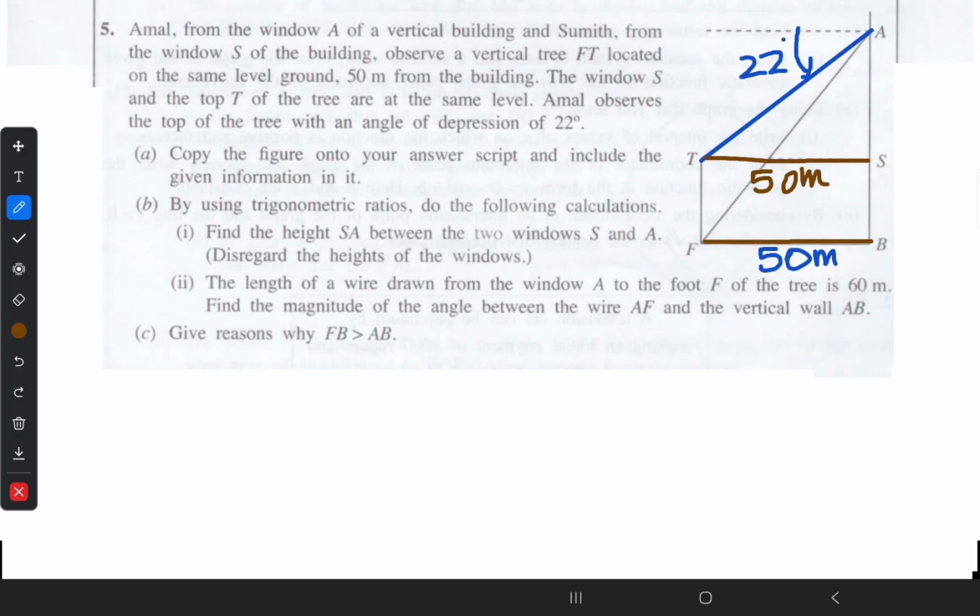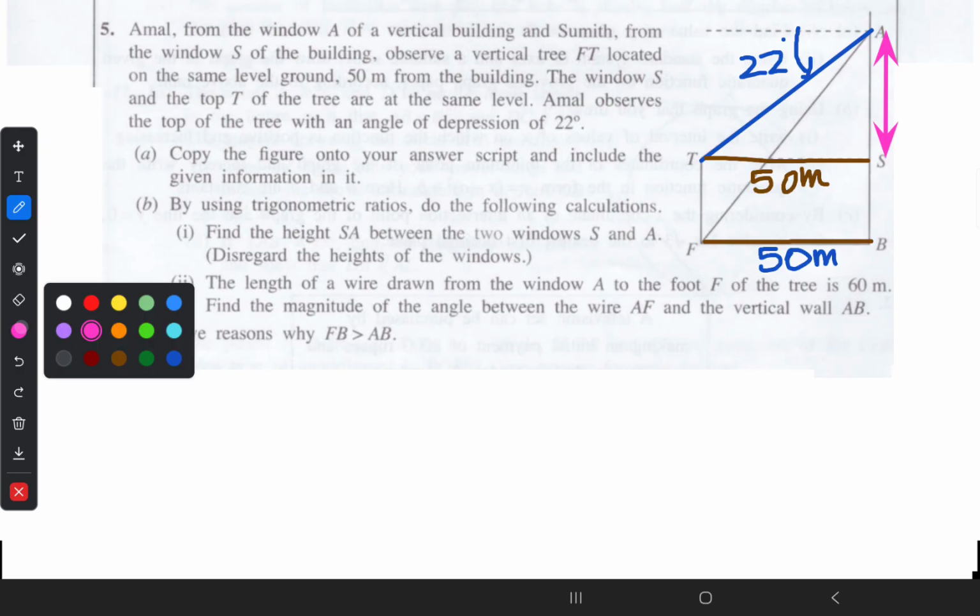Find the height SA between two windows S and A. Disregard the height of the windows. We are not going to consider the height of the windows, only the position, that means A and S. By the trigonometric ratios, do the following calculations. Find the height SA between two windows S and A. So this is what we are going to find now. A to S, what would be the distance between these two? That is our first question.